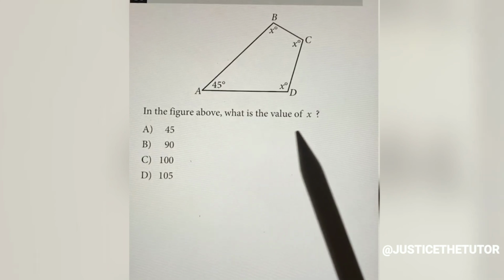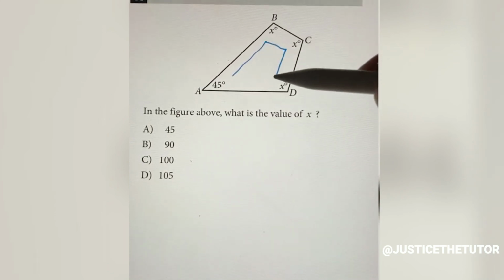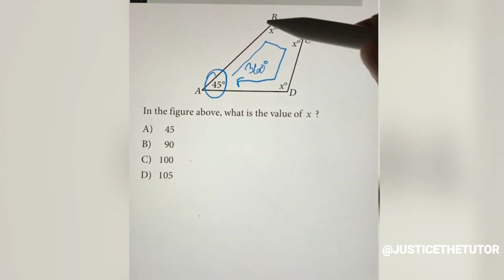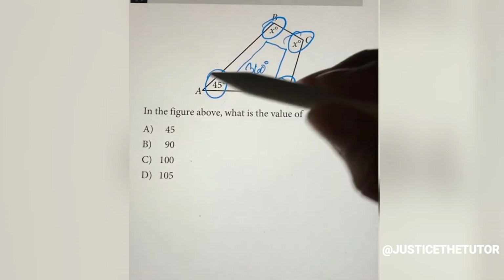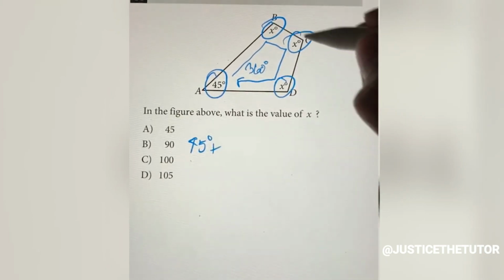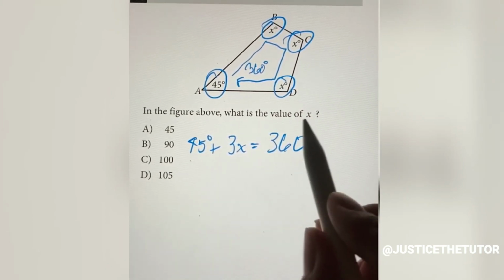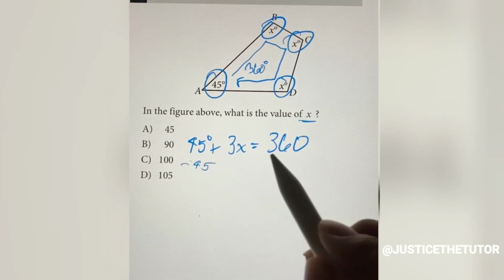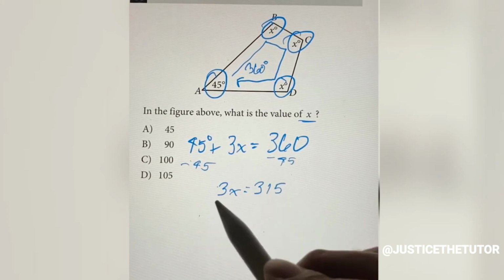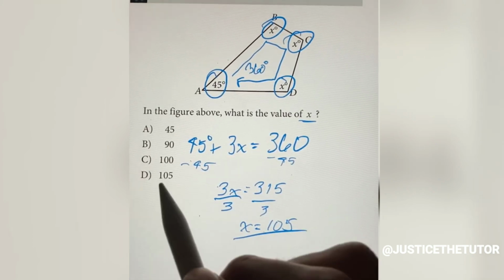In the figure above, what is the value of x? Okay, so when we have a 4-sided prism like this, it's good to know that all of the inside angles always add up to 360 degrees. That means that 45, x, and x all add up to 360 degrees. So 45 degrees plus 1, 2, 3 x's add up to 360 degrees. Okay, so now all we have to do is solve for x. So if I subtract 45 from both sides, then I get 3x is equal to 315. And if I divide both sides by 3, then I get x is equal to 105, which is D.